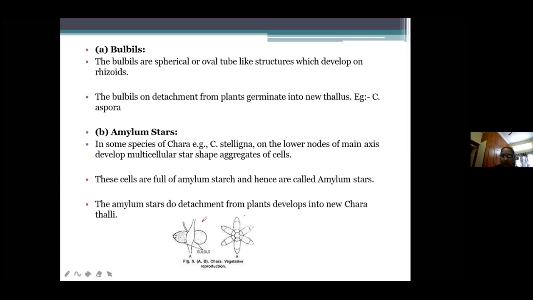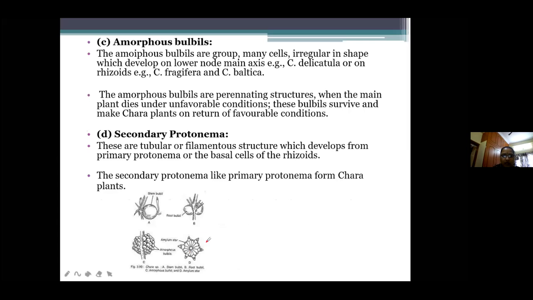This is the bulbil. The second one is amylum starch. This one is the amylum starch. Just see this diagram here. The star-shaped cell filled with starch grains is formed at the lower nodes of branches. Where the lower nodes of branches are, in that place they produce the amylum starch bodies.